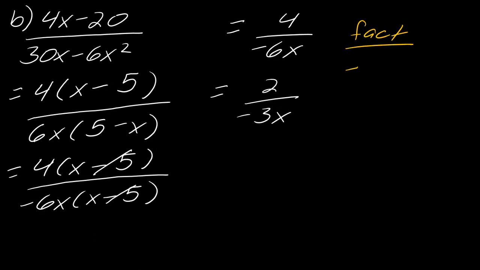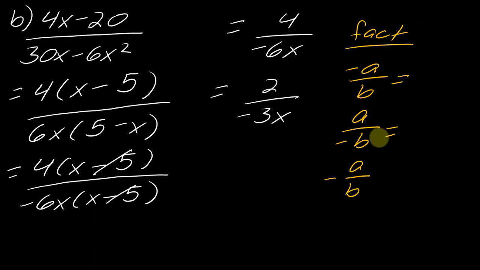So if I have -a over b, that is the same as a over -b, and that is the same as -a over b. So these 3 things are the same. It doesn't really matter where that negative goes. Ultimately, what it means is that the entire value of the fraction is negative. So if I want to rewrite this as -2 over 3x, that's really the same. So that's just something to think about and note.